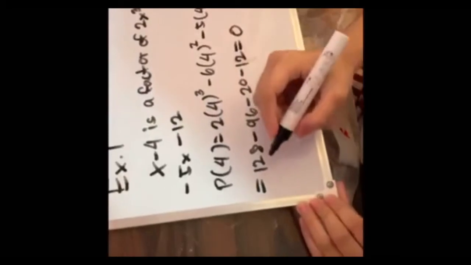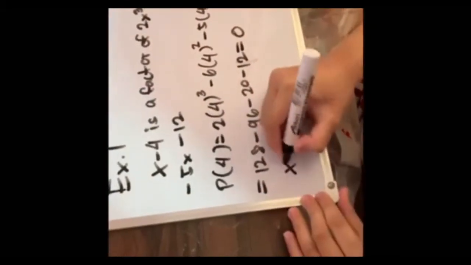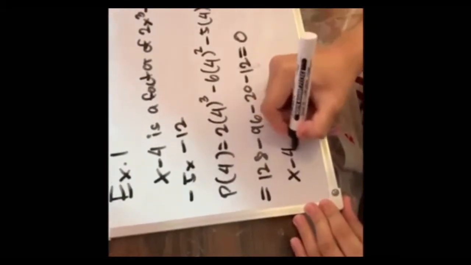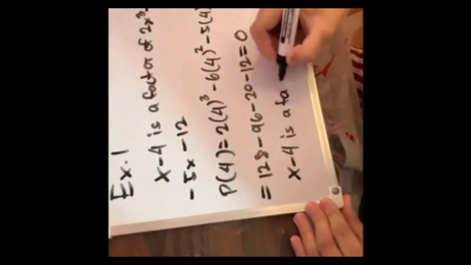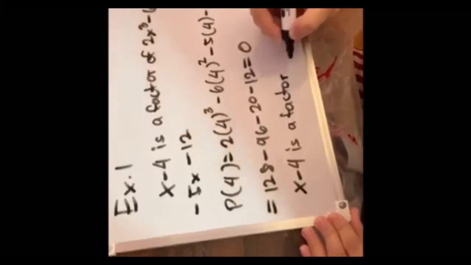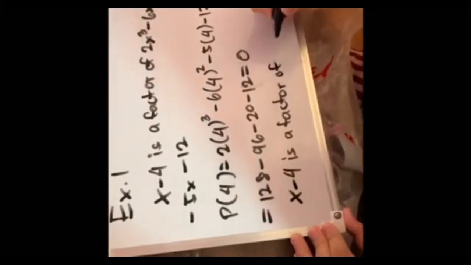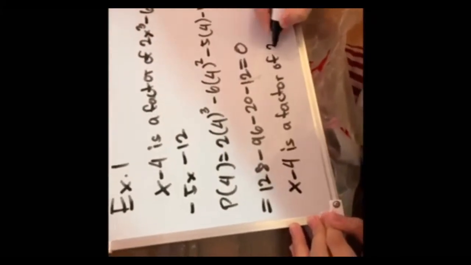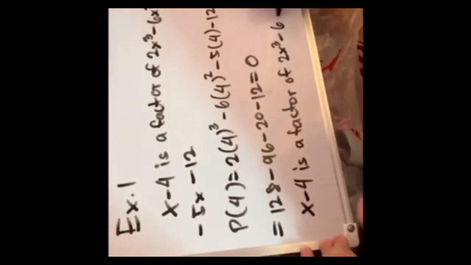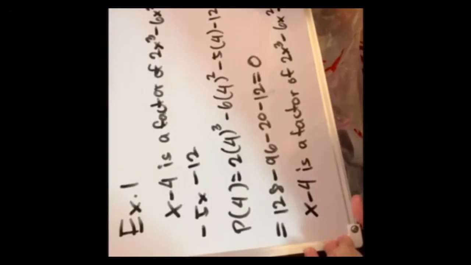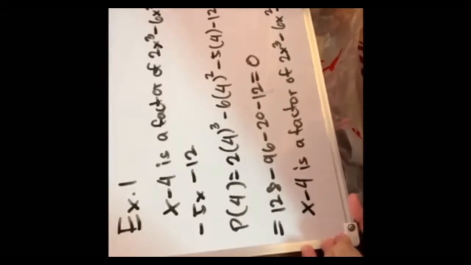Therefore, x minus 4 is a factor of 2x cubed minus 6x squared minus 5x minus 12.